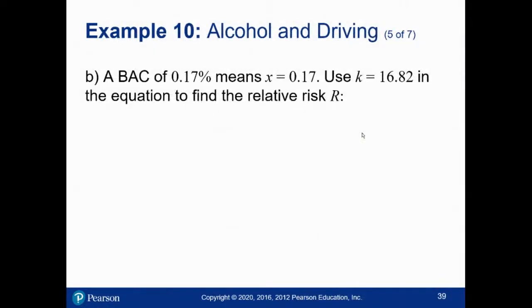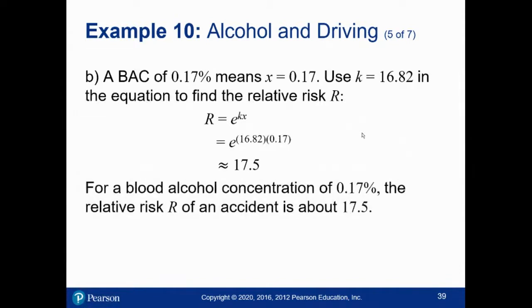Suppose your blood alcohol concentration is 0.17. I believe the scientific term for a blood alcohol concentration of 0.17 is extremely hammered. Okay, then you use k as 16.82, plug that in, and use x equals 0.17, and you get an r of 17.5. You are 17 times more likely to get in a car accident. Huge.